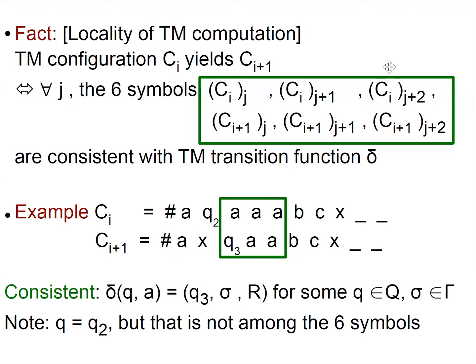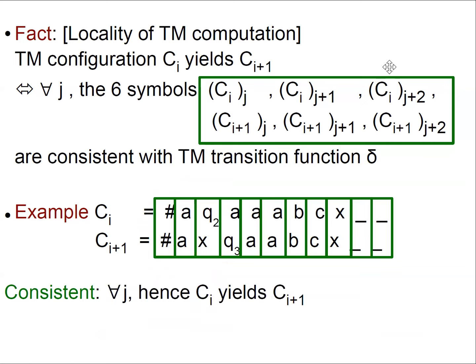Because in this window, you don't know which state the machine is starting with. So you're asking if you can obtain state Q3, okay? And write some symbol sigma that you don't see and move to the right, starting from some state Q that you don't know because it's not in the window, reading an A, which you know. So if all these checks pass, then the configuration yields the other.